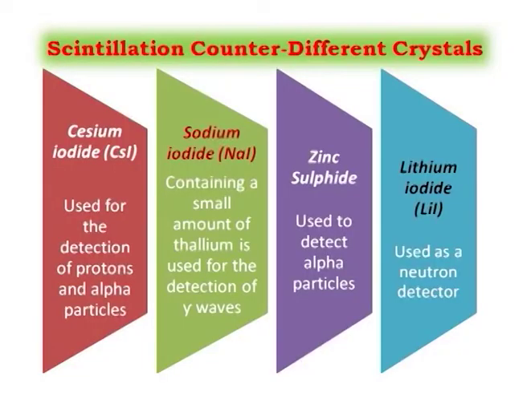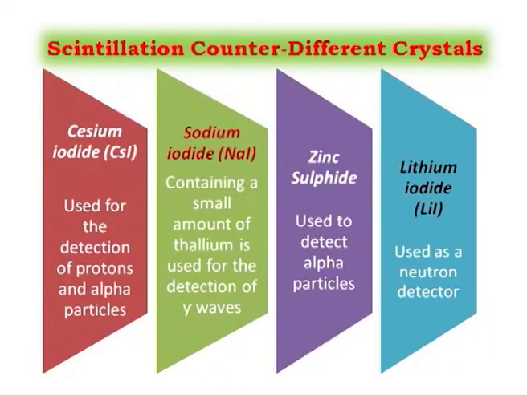The scintillator consists of a transparent crystal, usually a phosphor, or an organic liquid, which is called liquid scintillation counting, that fluoresces when struck by ionizing radiation. Different crystals are used for the detection of different types of emission radiation. For example, calcium iodide is used for the detection of protons and alpha particles.